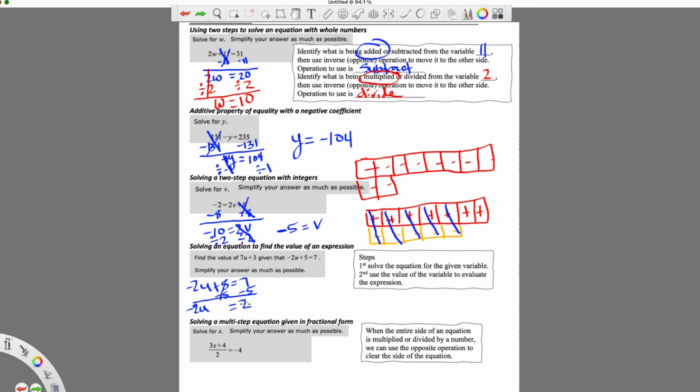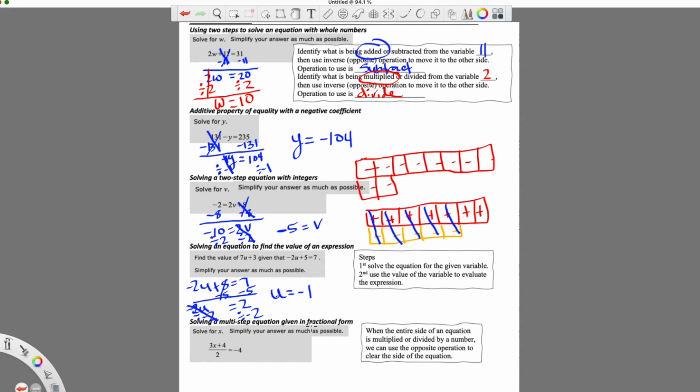All right, so now what's being multiplied or divided by the variable? Well, -2 is being multiplied, so I'm going to divide by -2, divide by -2. -2 divided by -2 cancels out and leaves the u by itself. 2 divided by -2, well, any number divided by itself is 1, but I do have to take that negative into account. It's going to be -1.